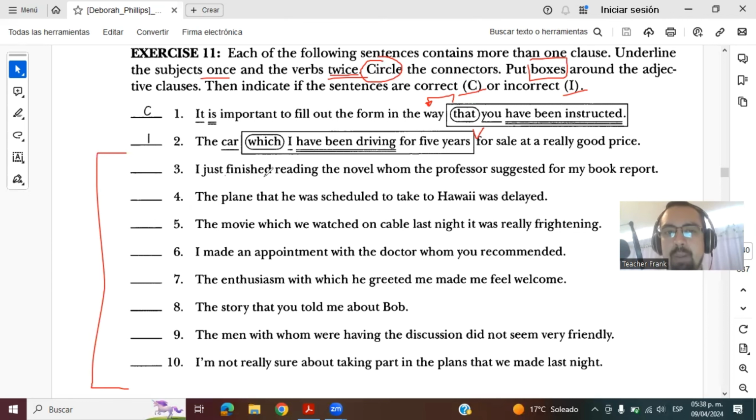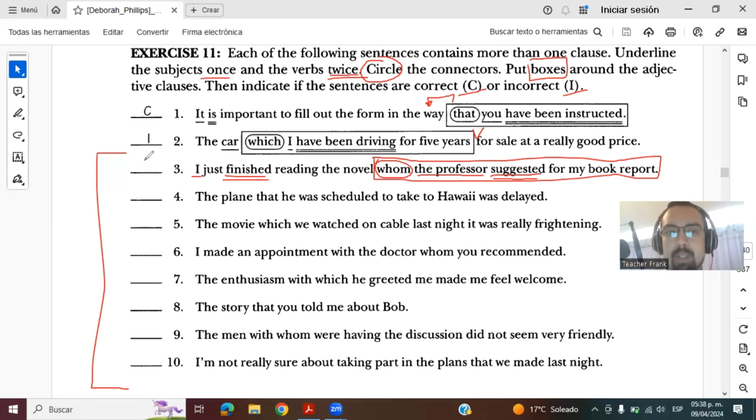So right off the bat, we have finish, who or what finished? I. Whom is my connector. The professor suggested, we have suggested as my second verb. Who or what suggested? The professor. All of this is my adjective clause because it's just extra information about the novel. What novel? The one that the professor suggested. Oh, but is it correct? No, it's not correct. Why?